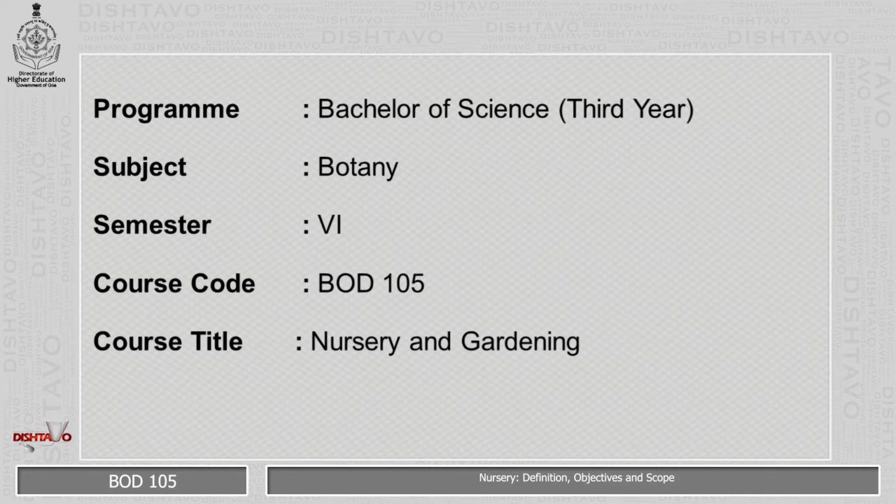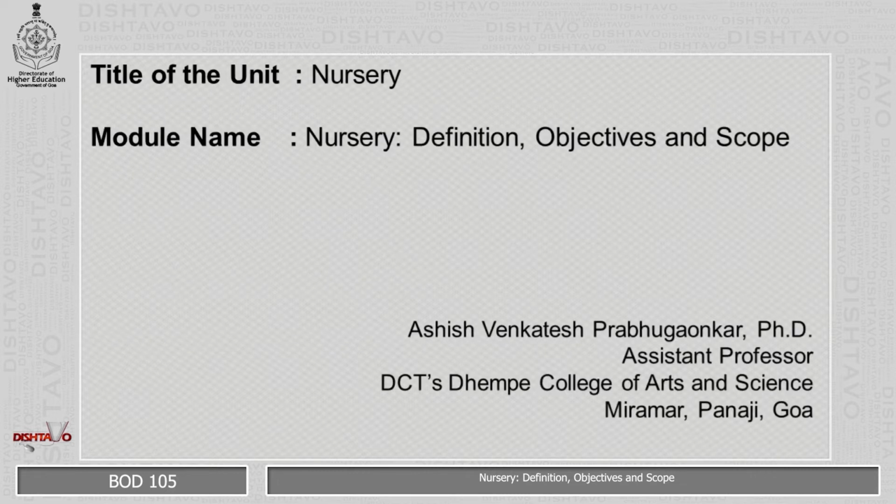This module is for Bachelor of Science third year Botany, Semester 6, BOD 105 course code. Course title is Nursery and Gardening. Title of this first unit is Nursery. Module name is Nursery: Definition, objectives, and scope.